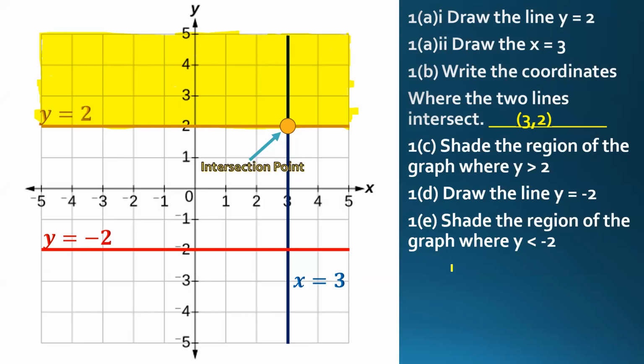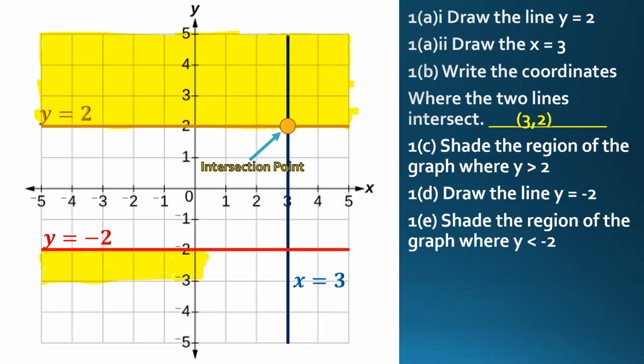It says graph or shade where y is less than negative 2. Again, shade where y is less than negative 2. Okay, where is Paul? Yes, sir. Y is equal to negative 2. Where is that? Above 2 or below 2? Below 2, very good. So we're going to shade this below 2. Why are we shading below 2, Paul? Because negative, the higher the negative number, the smaller it is. Very good. So these are less than 2 or greater than 2? Less than 2, very good.